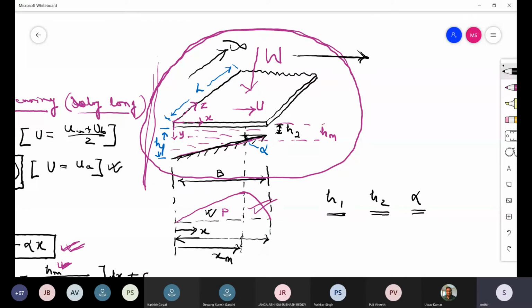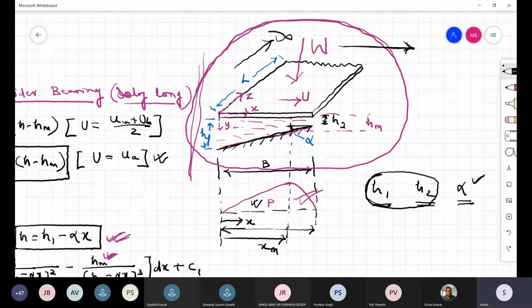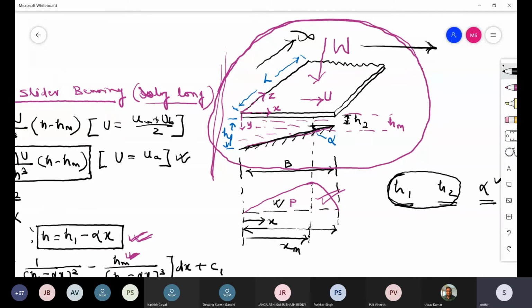Once you fix the alpha, the inclination is fixed. Then these two are related. If you take alpha to be one parameter, then these two are related from this expression: H equal to H1 minus alpha X. So H2 equals H1 minus alpha B. So basically you have two parameters now, H1 and alpha.